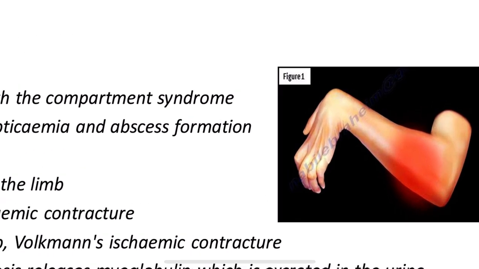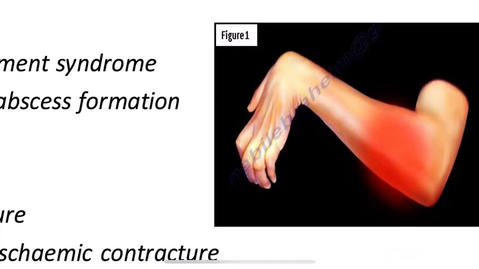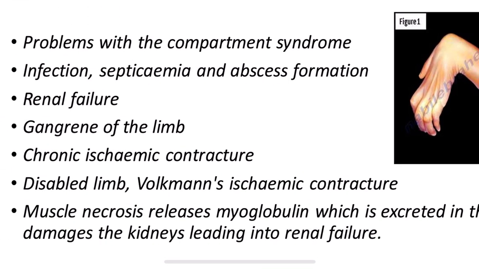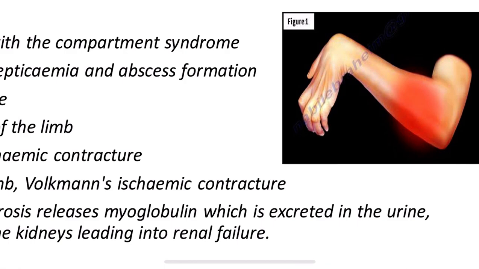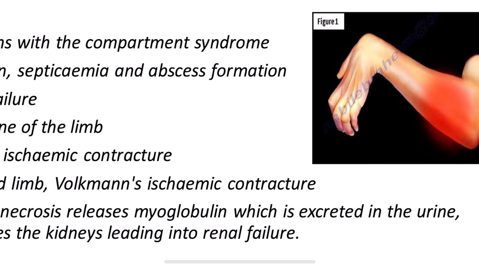You can see in the picture here the deformity of the hand, fingers, wrist, which is caused by the injury to the muscles of the forearm. The condition is also known as Volkmann ischemic contracture. Hope it's clear, which is the damage to the muscles which is causing the deformity of the hand, wrist, and also the fingers.